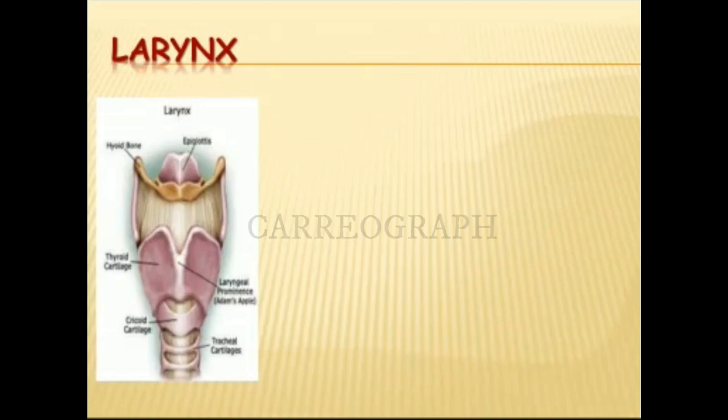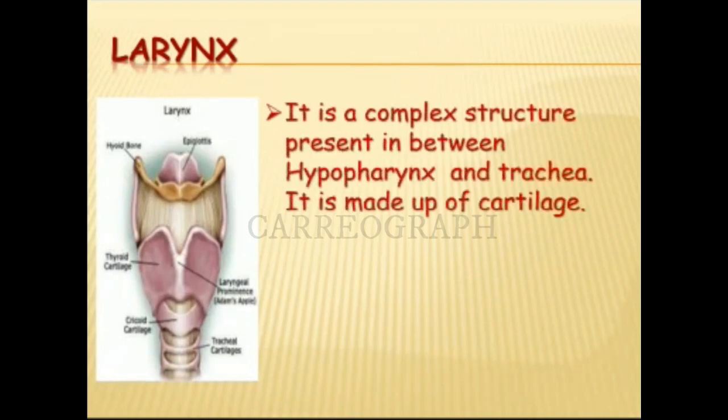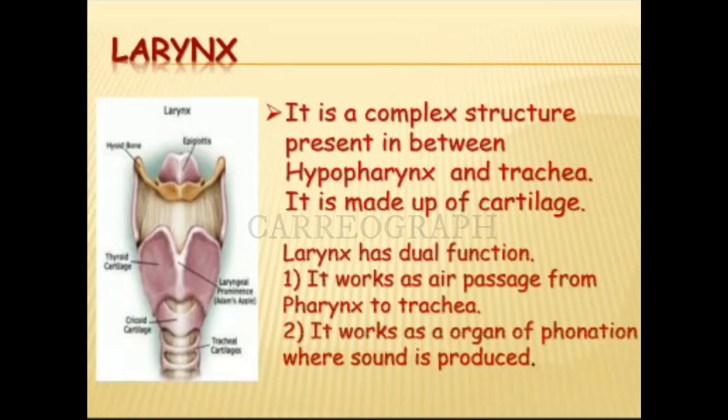As you can see in this picture, it is a complex structure present in between hypopharynx and trachea. And this larynx is made up of cartilage. 6 types of cartilage are present in larynx. And this larynx has a dual function. It works as an air passage from pharynx to trachea, and it works as an organ of phonation also, where sound is produced. So we have seen the dual function of larynx. Since the larynx is attached with trachea, now we will see the trachea.